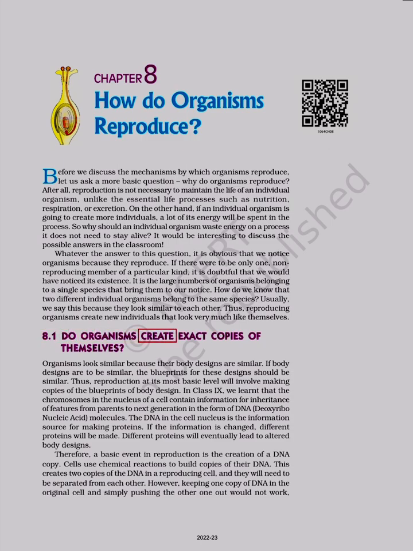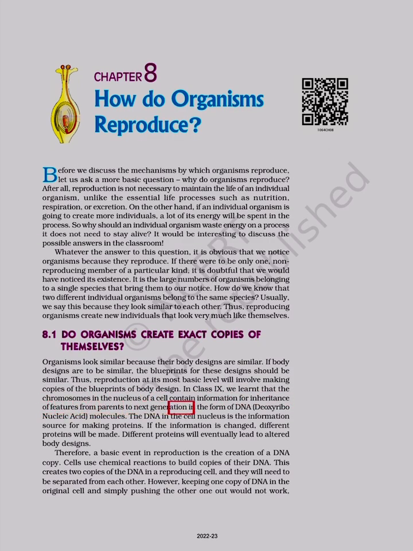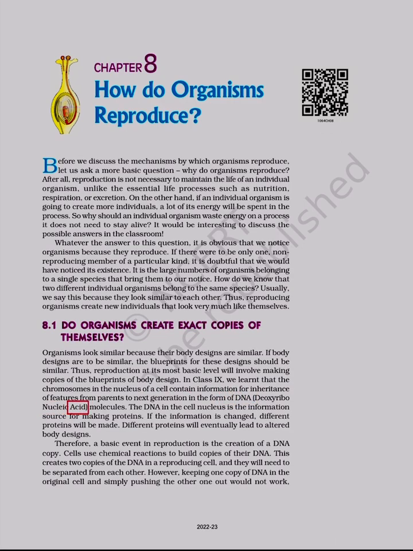8.1 Do organisms create exact copies of themselves? Organisms look similar because their body designs are similar. If body designs are to be similar, the blueprints for these designs should be similar. Thus, reproduction at its most basic level will involve making copies of the blueprints of body design. In class 9, we learned that the chromosomes in the nucleus of a cell contain information for inheritance of features from parents to next generation in the form of DNA, deoxyribonucleic acid, molecules.